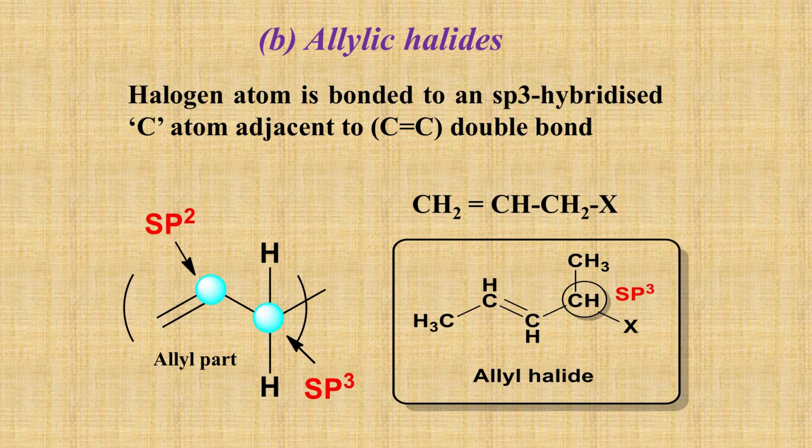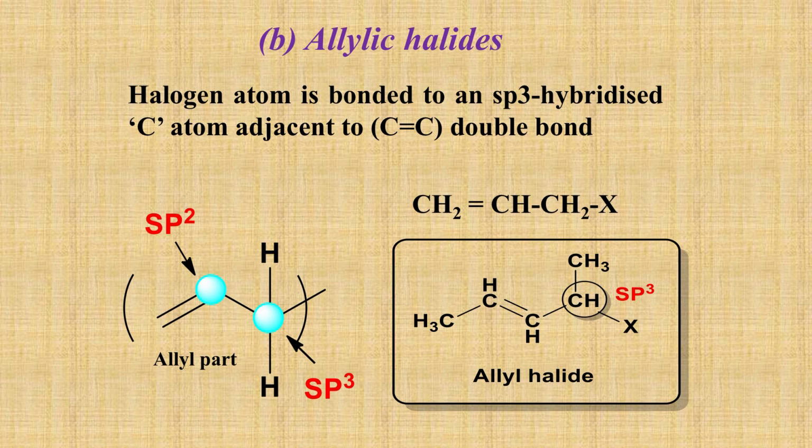Look at this. Allyl halide means in this case also the carbon atom to which the halogen is attached is sp3 hybridized, but before that you have one more carbon to which a double bond is present, means a double bonded carbon, then a single bonded sp3 carbon to which the halogen is attached. Students, you have seen on the slide how allyl halide looks.